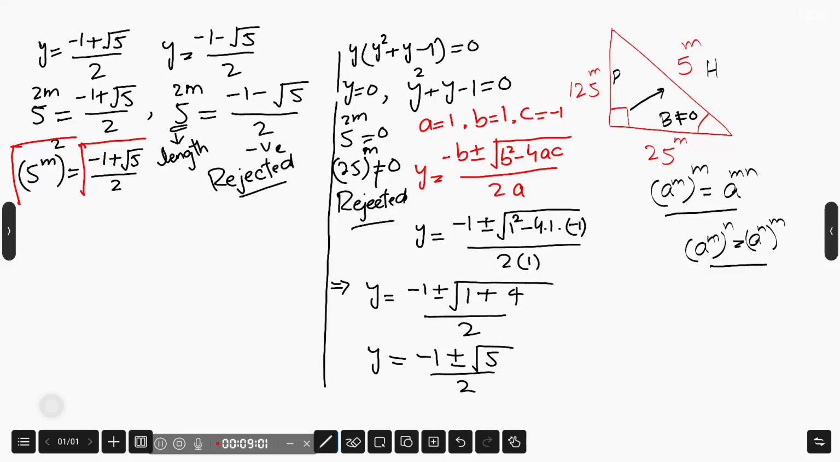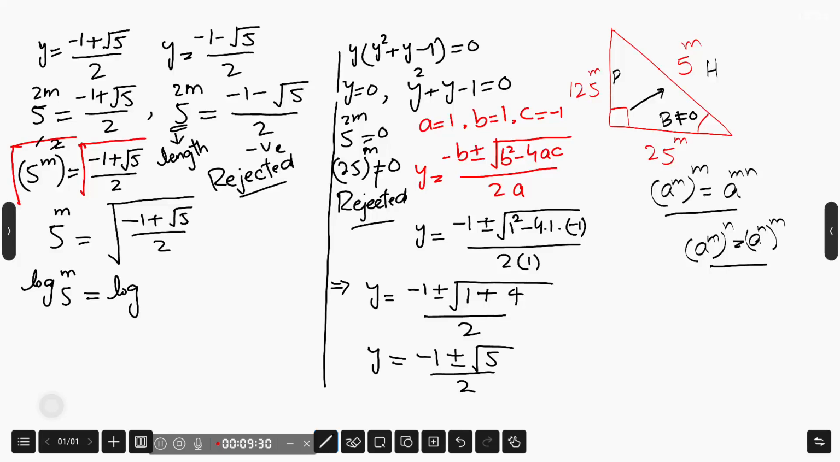So here we take the log on both sides in order to find the value of m. When we take the log, it will be written as log of 5 to the power of m equals log of the square root of -1 plus square root of 5 divided by 2. Here we use the property of log, and we move this exponent m to the front of the log, and it will be written as m times log 5 equals log of the square root of -1 plus square root of 5 divided by 2.